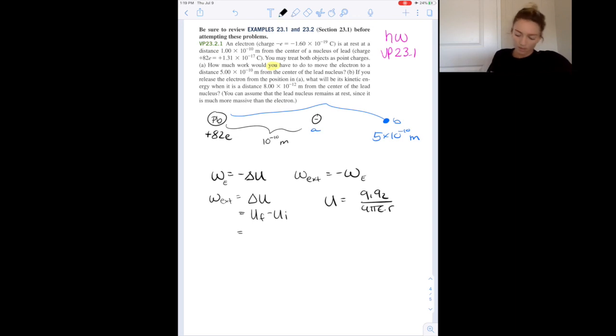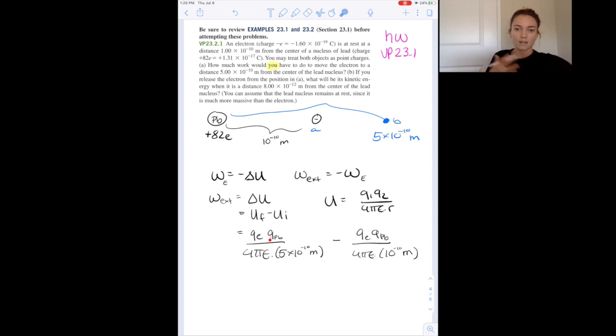All right, so the U final is the charge of the electron times the charge of the lead over 4 pi epsilon naught. The final distance between the two is 5 times 10 to the negative 10. And then subtract that from the initial, which is 10 times 10 to the negative 10. And then for the electron charge, just plug in the actual charge of the electron. And then for the lead, 82 times the charge of the electron, which they give you here. Remember, one's negative, one's positive.